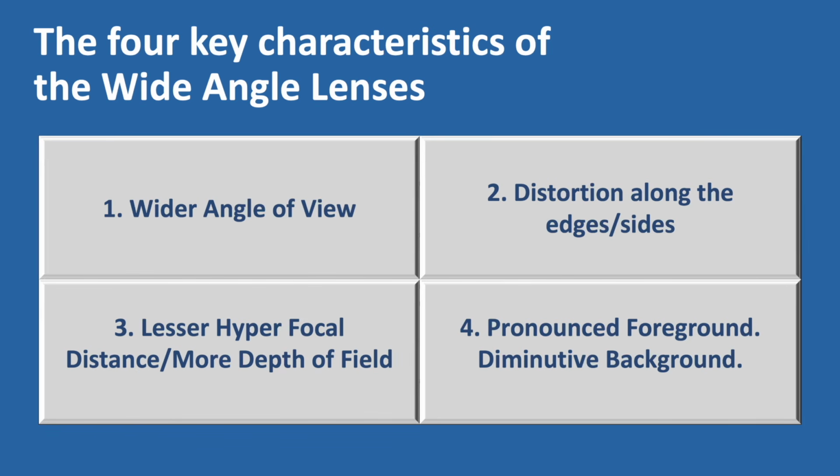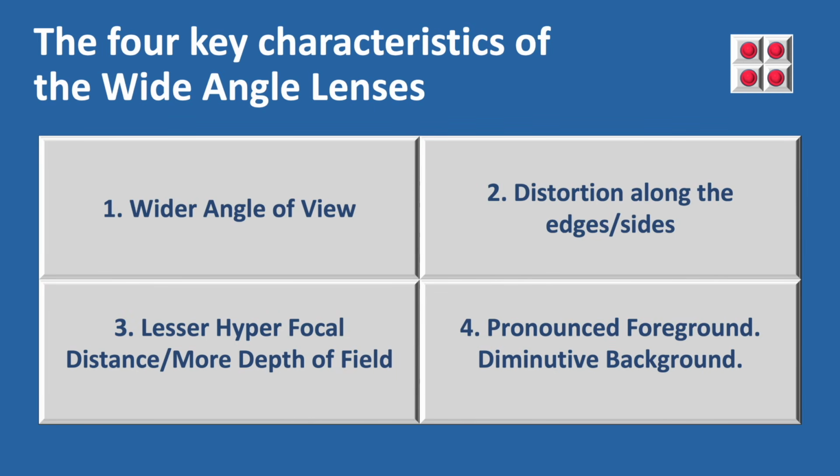Let's bring these 4 together. 1. Wider angle of view than normal and telephoto. 2. Distortion along the edges and sides. 3. Lesser hyperfocal distance, more depth of field. 4. Pronounced foreground, diminutive background.